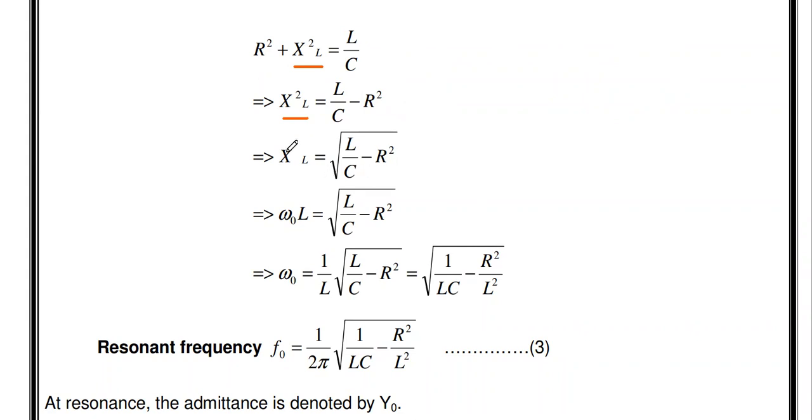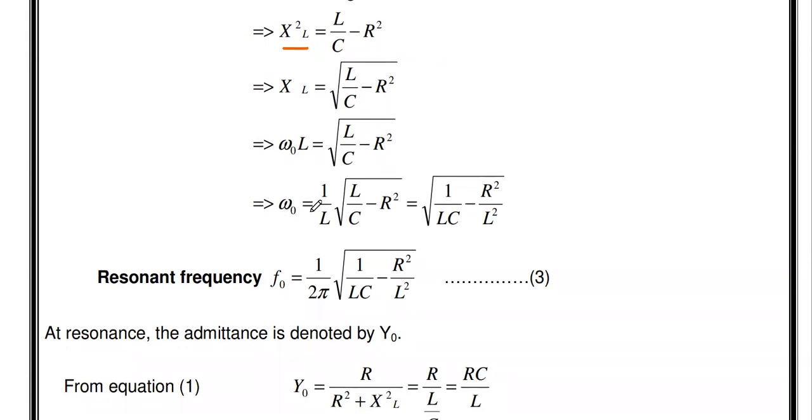And what is this XL? What is the reactance of the inductor? It is omega naught L. So omega naught L is equal to this. So from that, omega naught is equal to 1 by L into the square root of L by C minus R squared. Then if you put this L inside the square root, it becomes L squared. So that's why square root of L by L squared C minus R squared by L squared.